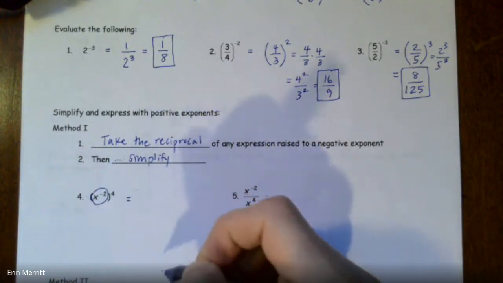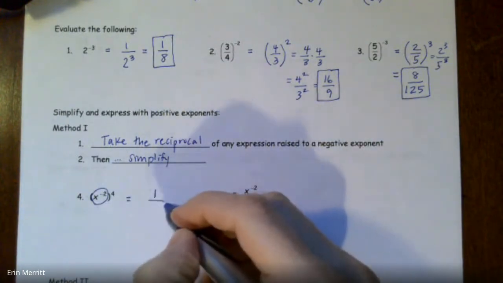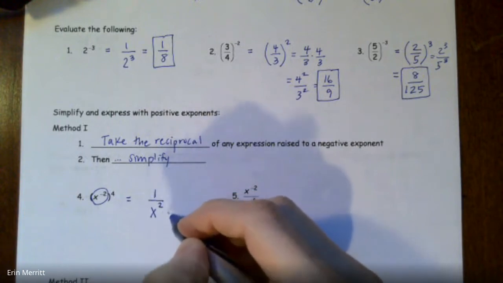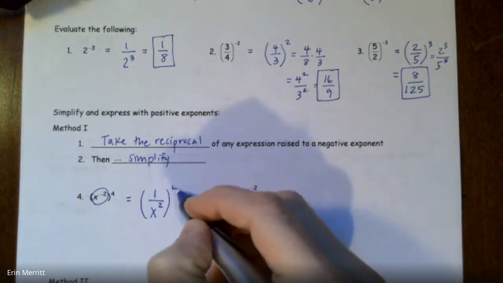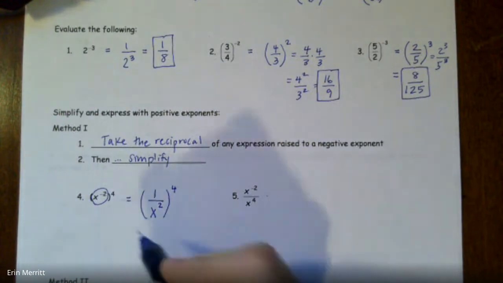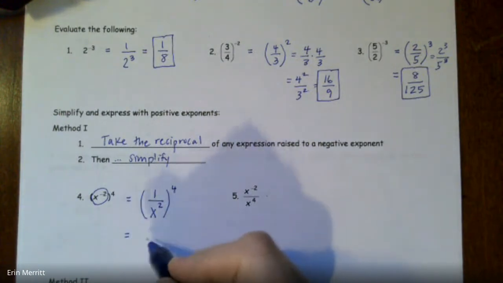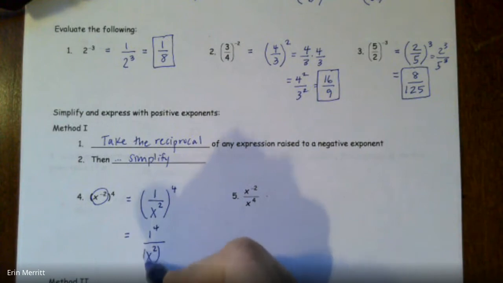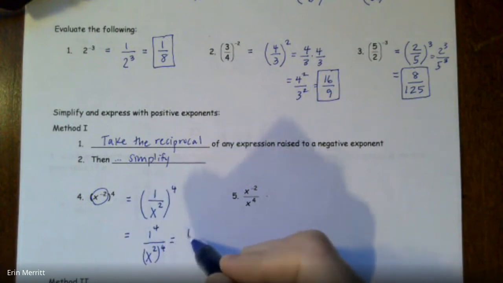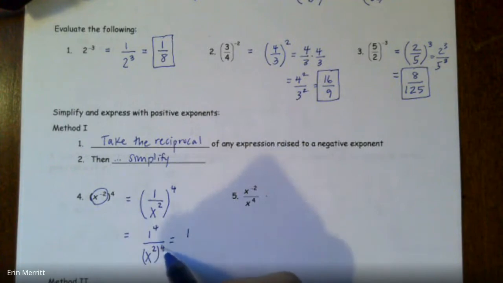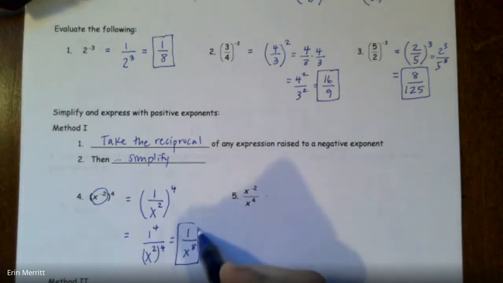All right. So what I mean by that, this is raised to a negative exponent. So if I take the reciprocal of x to the negative second, that would be 1 over x to the positive second. But then I still have that fourth power out there. If I raise everything in here to the fourth, I would get 1 to the fourth, and then x squared raised to the fourth. 1 to the fourth is just 1. Power raised to a power, we would multiply. So this would give me x to the 8th.